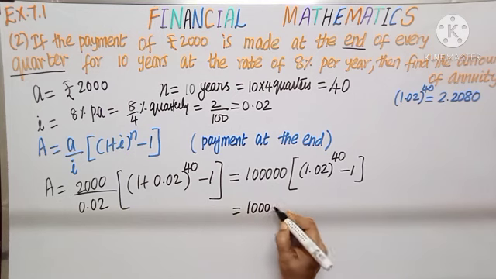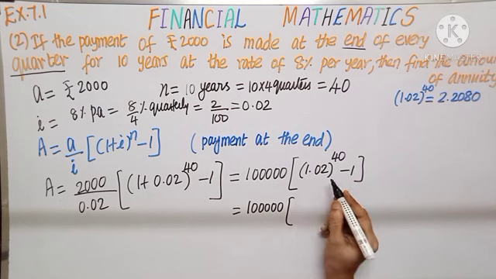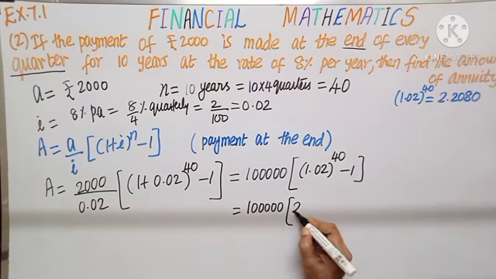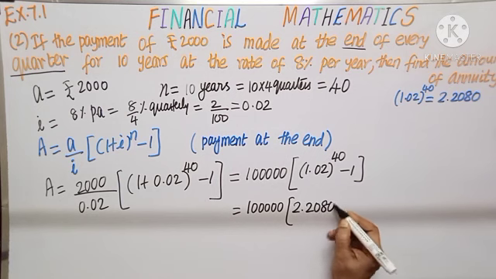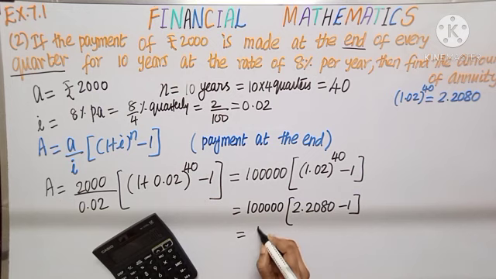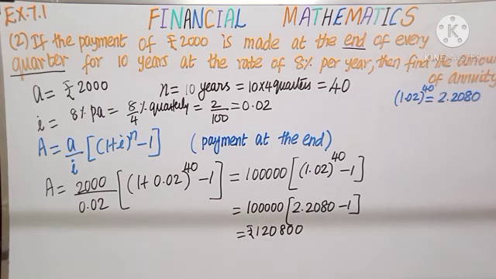Let us refer back to the question. 1.02 power 40, the answer is given in the question, which is 2.2080 minus 1. Use your calculator. We shall subtract 2.2080 minus 1. Multiply by 1 lakh. We get 1,20800. So the amount received is 120800.